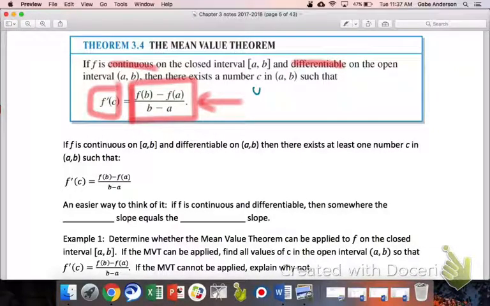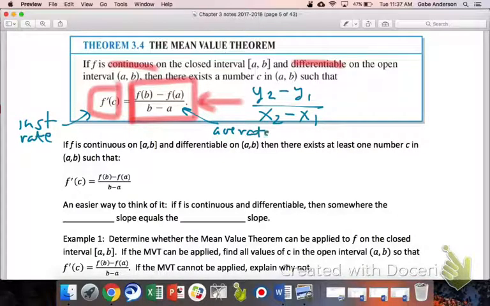Do you guys recognize this? I know you do. Isn't that what the right side is? It's the average slope, or average rate of change. So this over here, f prime, that's the instantaneous rate of change. And over here, this is the average rate of change. This is the reasoning that the police used.